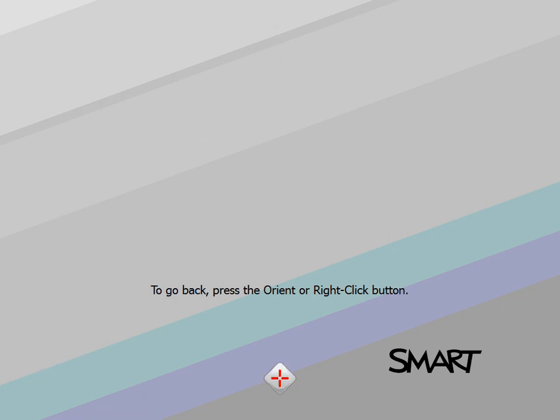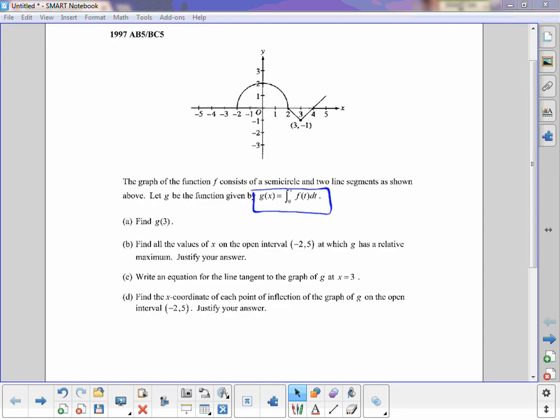Now, with any type of free response problem where they give you a graph, make sure you know what it is you're working with. Here it said the graph of the function f. Hey, it's our original graph. That's good to know.